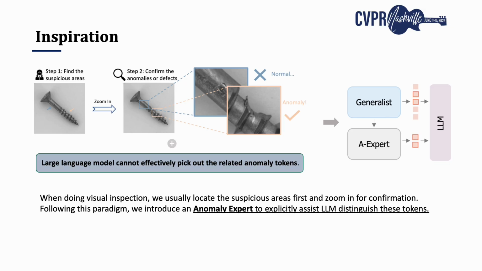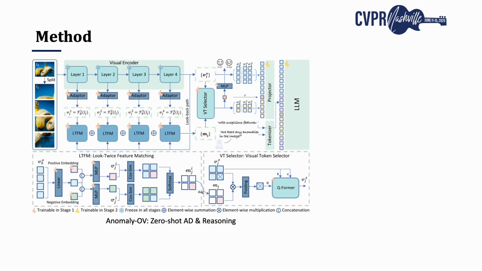Specifically, the anomaly expert leverages the visual features extracted from the CLIP model to locate the suspicious tokens and select them out for the large language model. Here is the pipeline of our proposed Anomaly OV. The original visual encoder, projector, and LLM are preserved to serve as the generalist for visual feature extraction and reasoning. The anomaly expert consists of LTFM to locate the anomalous tokens and VT selector to aggregate all the related anomaly information. Both the original visual tokens and the selected tokens are fed to the LLM.